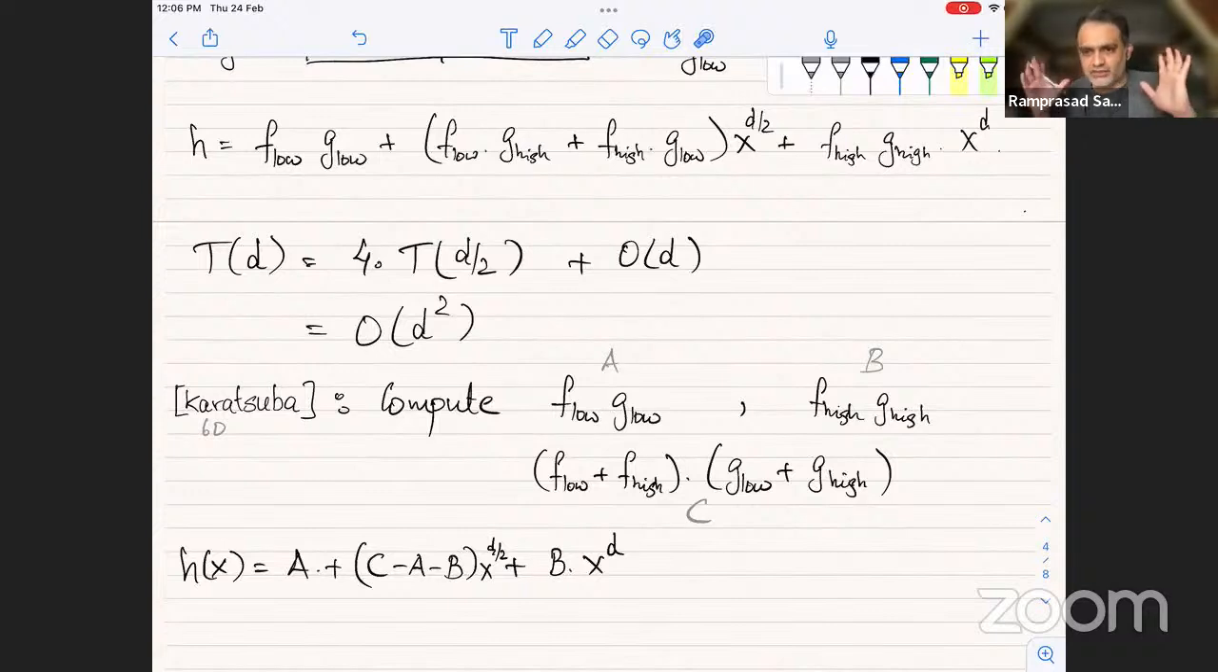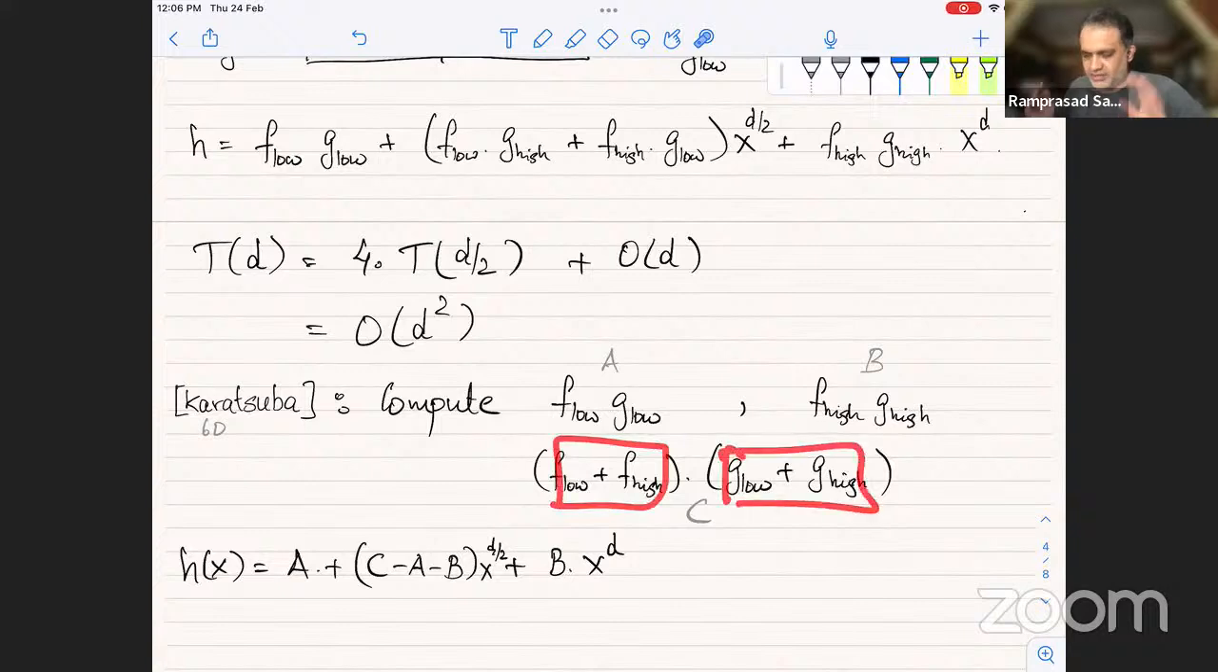Now let's look at how much operation all of this takes. We first compute these sums, f low plus g low, f high plus g high. That takes some d steps. Once we compute these sums, we recursively call these 3 products. And once we compute the 3 products, we then do some subtraction. That's another d steps.